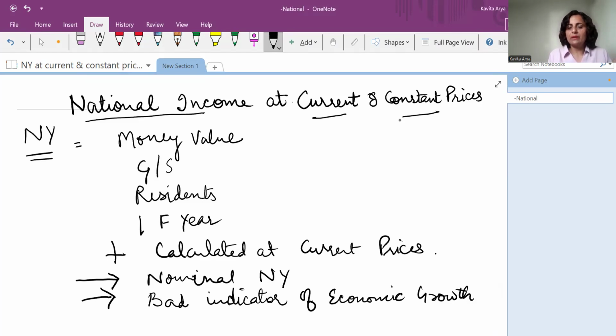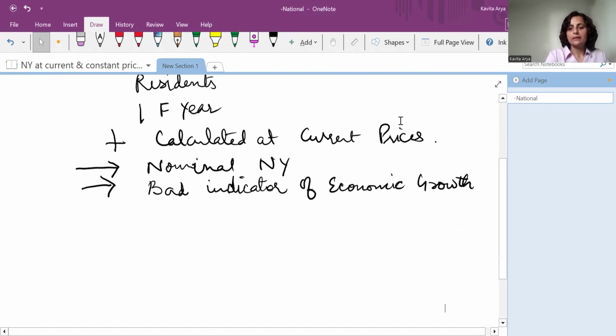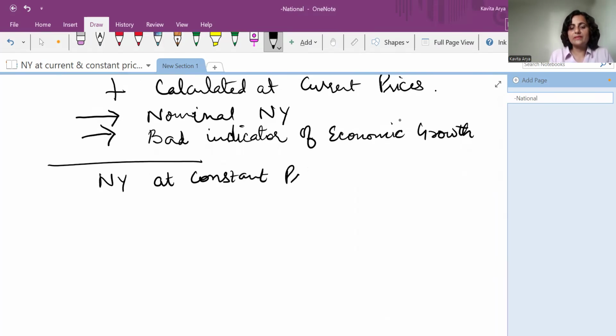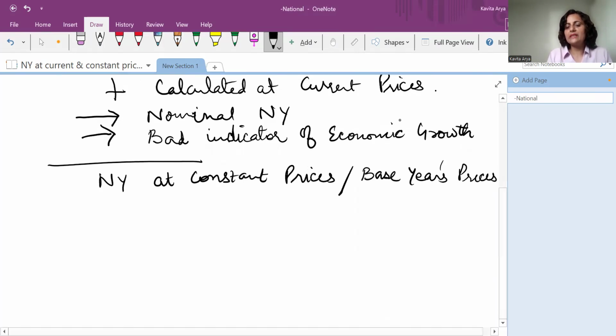Right. So let's begin with the counterpart of this concept. What's the counterpart? The other aspect is the national income at constant prices. Now, what is that? Constant prices. And when we say constant prices, we have it as noted at base year's prices. Base year's prices.